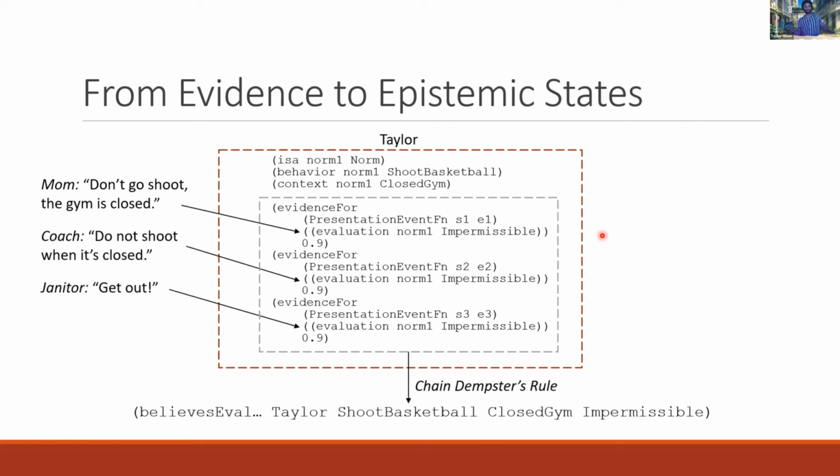By chaining Dempster's rule, which I don't go into too much detail here, but essentially taking 2 mass assignments computes a third, right? And then you compute the belief and plausibility. And obviously in this case, the average of the belief and plausibility is going to be greater than or equal to 0.9 for impermissible. And thus, based on my experience, I believe that shooting a basketball in a closed gym is impermissible. So we can take bodies of evidence and now agents can say, this is what I believe, right?